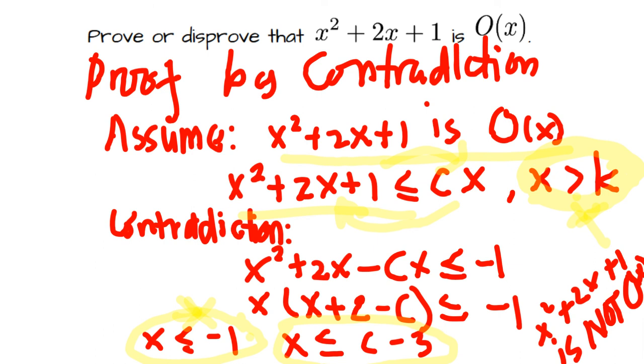Therefore, we could conclude that indeed x squared plus 2x plus 1 is not big O of x by contradiction. And that's it.